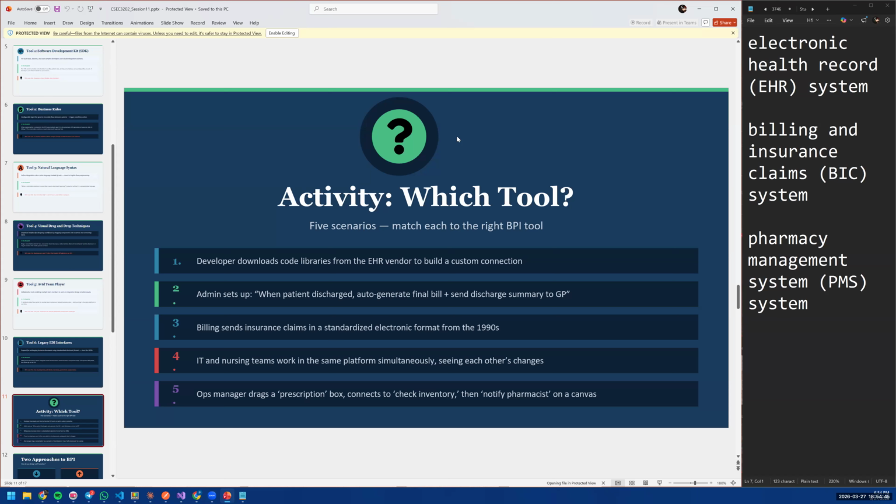A developer at a hospital downloads a package of code libraries from the EHR vendor and uses them to build a custom connection between the EHR, that being the electronic health record system, and the pharmacy system. Scenario one. What tool sounds like is being used in that scenario? Oh, I think Tariq wasn't here for that particular one. But Doma should be able to tell me. Keyword in this scenario is developer.